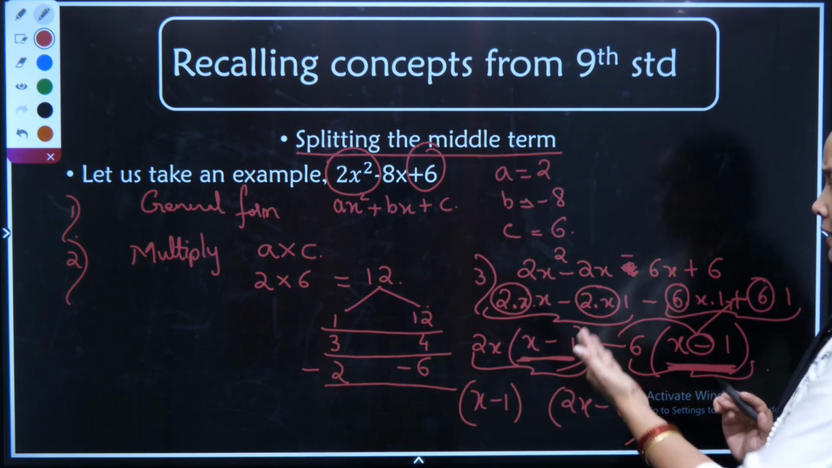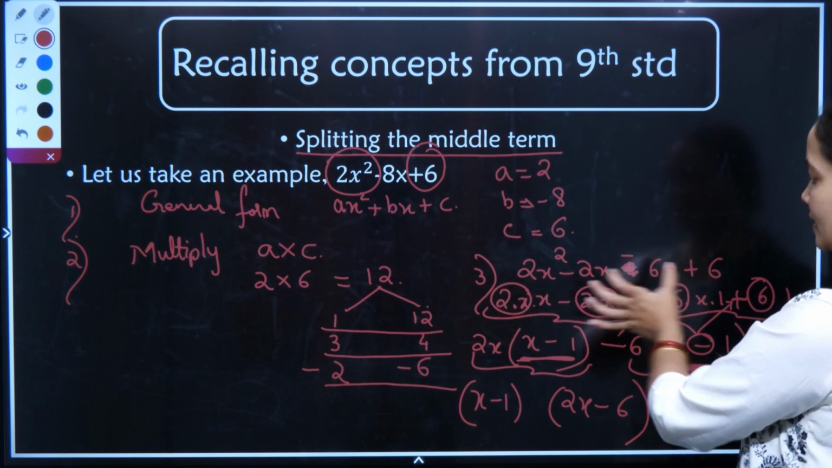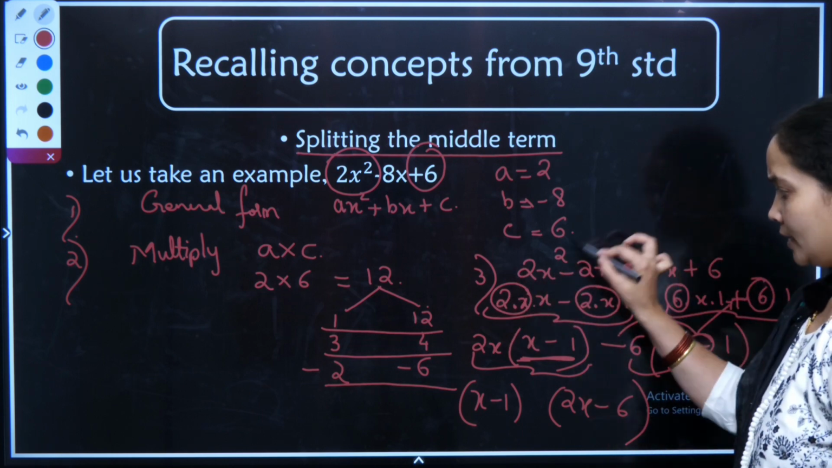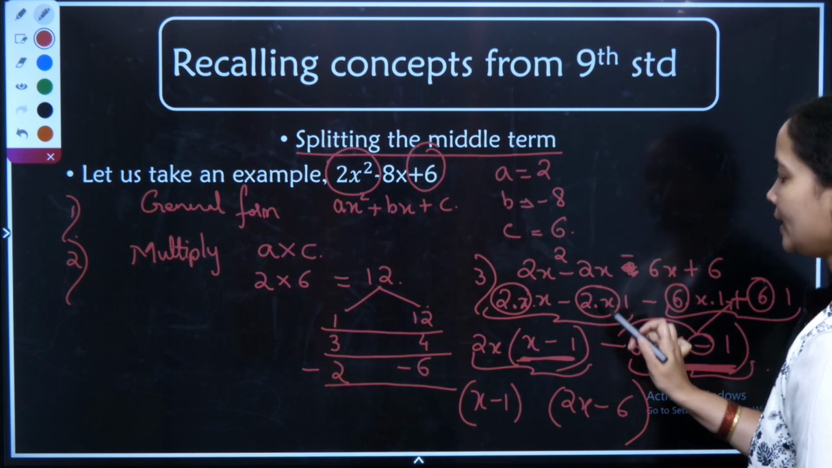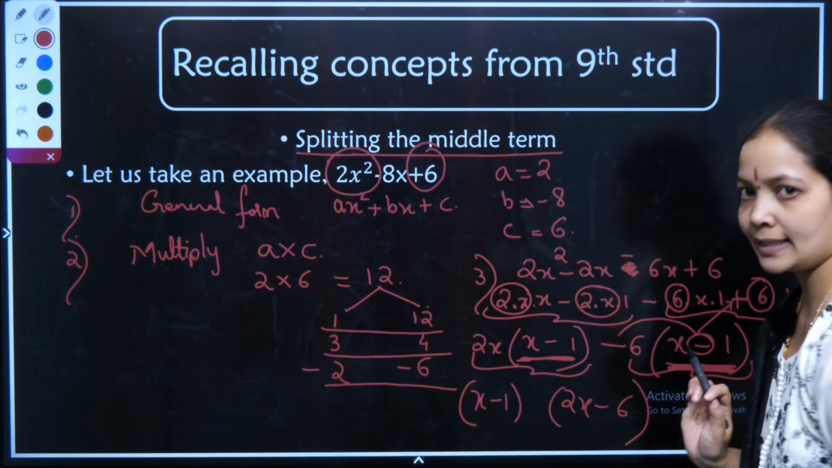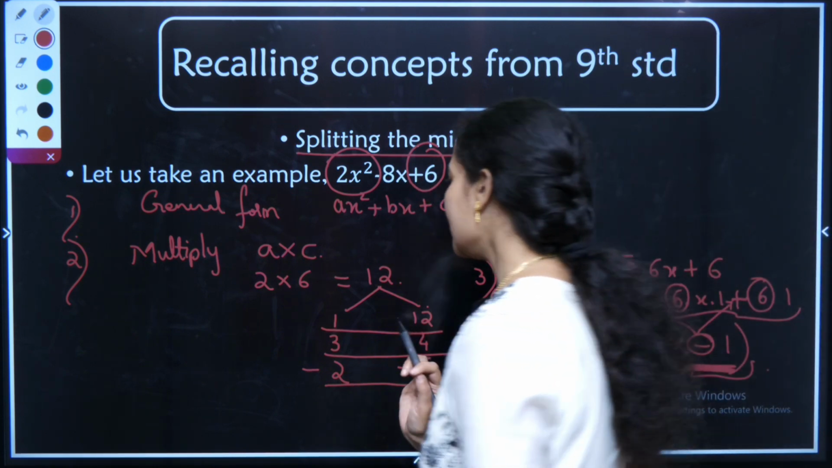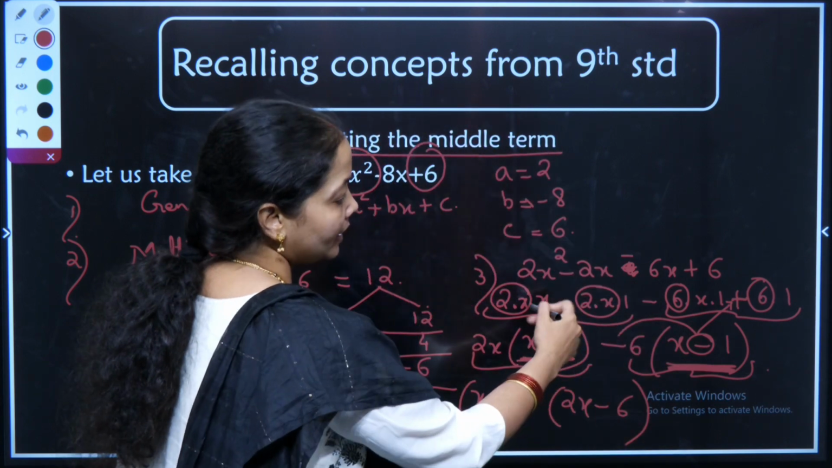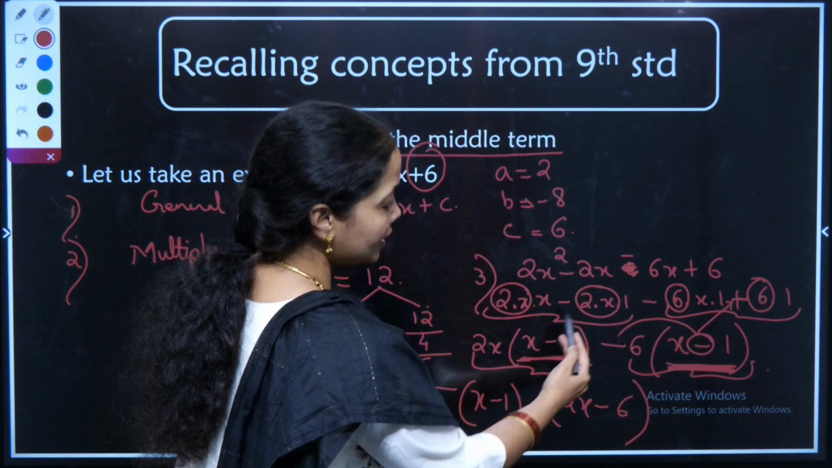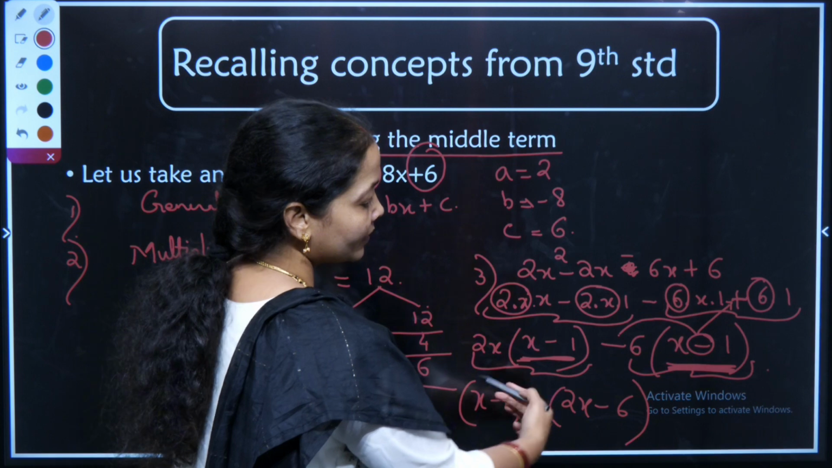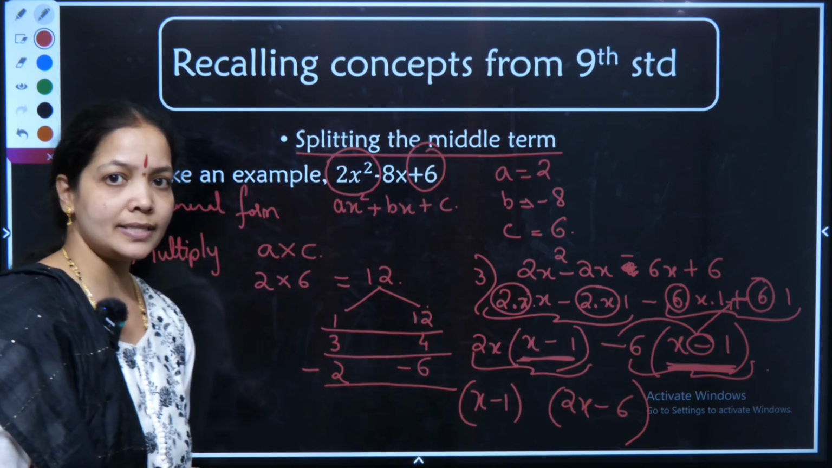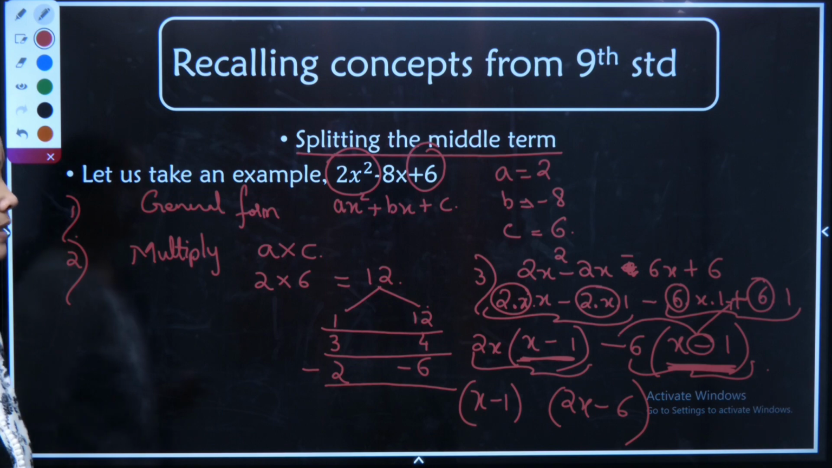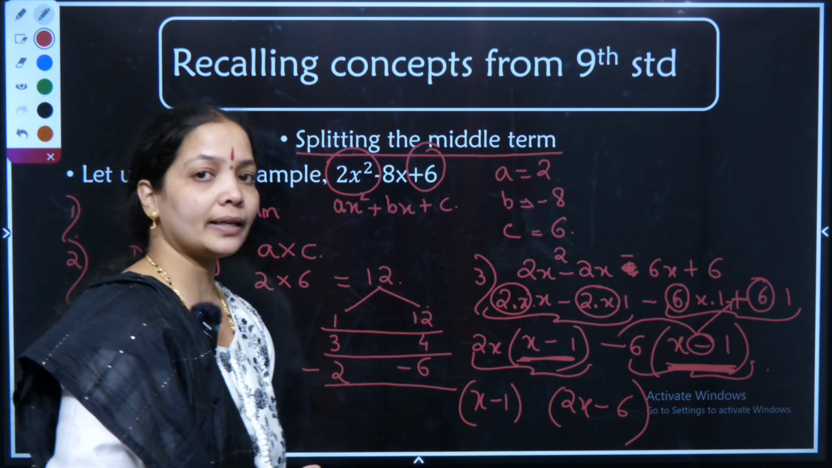After I found that, in the third step, I'll write the first term as it is, the last term as it is. In between, instead of the middle term, that is minus 8x, I am writing minus 2x minus 6x. Getting it? Minus 2x minus 6x. Then I am taking the terms which can be taken out as common, splitting them, and I am getting the factors as x minus 1 and 2x minus 6. So this is the factorizing or splitting the middle term technique.